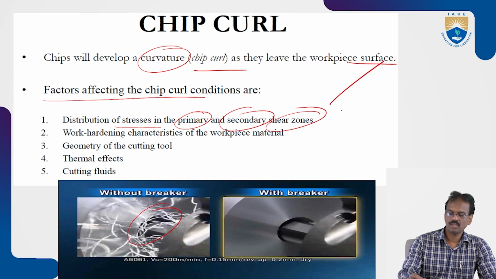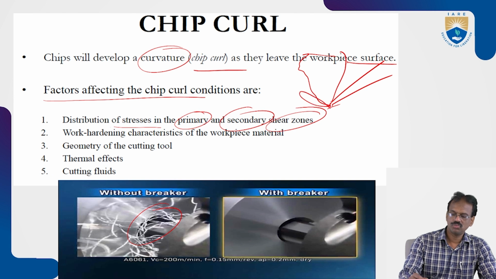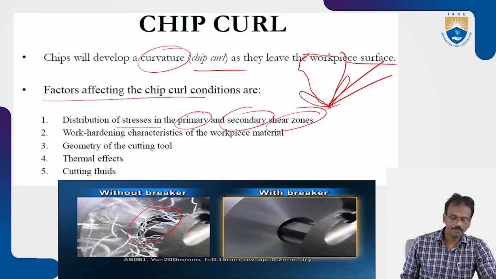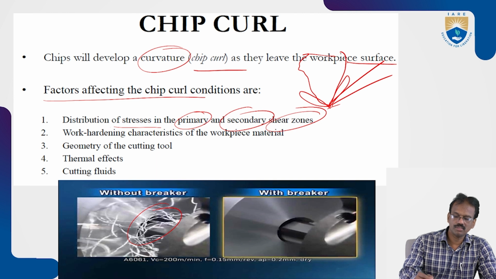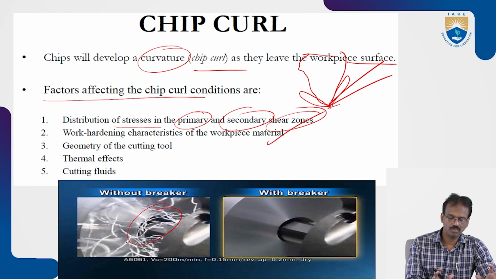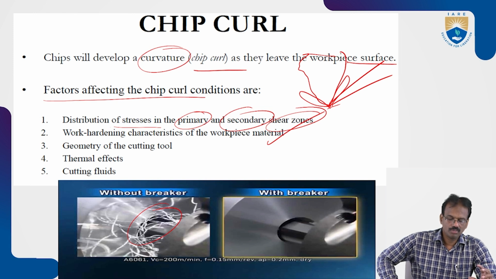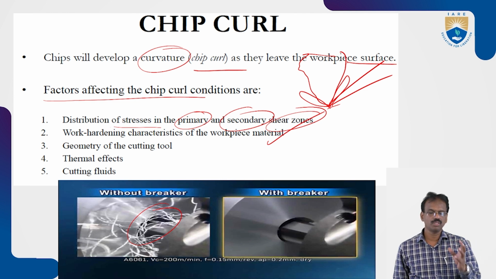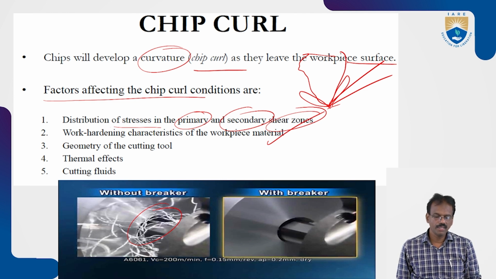So this is the chip formation. This one is the primary zone and the secondary zone. So here, distribution of stresses in the primary and secondary shear zones we will see. Next, the work hardening characteristics of the workpiece material. Because of this continuous chip formation, it disturbs the operator during the machining process also, and the chips have high heat also.